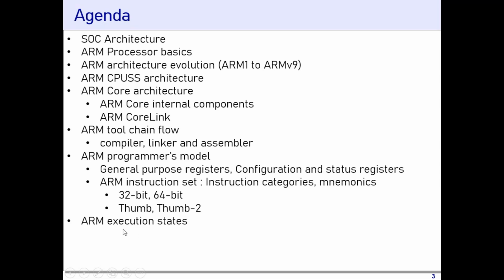Then we'll talk about ARM execution states: the ARM execution state, the Thumb execution state, and Jazelle DBX, which is used for Java bytecodes. We'll also discuss this. Next, we'll talk about Keil embedded development tools: how to use the Keil embedded development tools to implement ARM-based assembly code, how to execute it, and how to analyze those examples. We'll discuss those aspects as well.